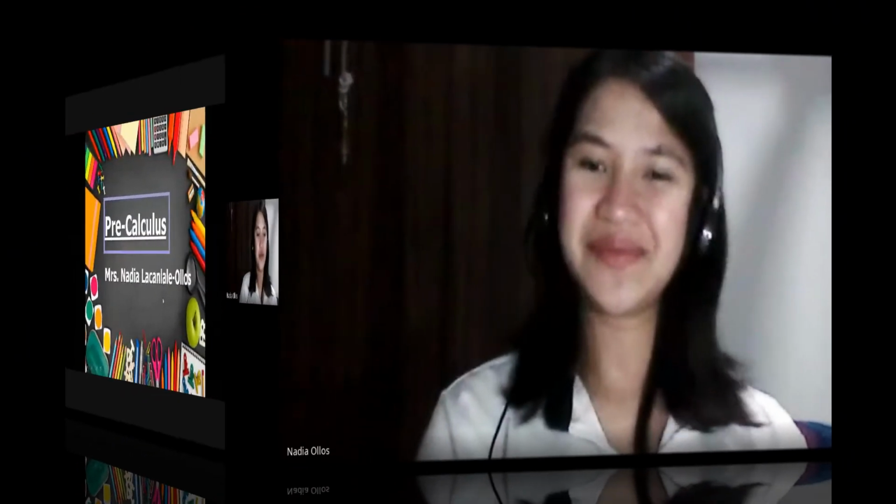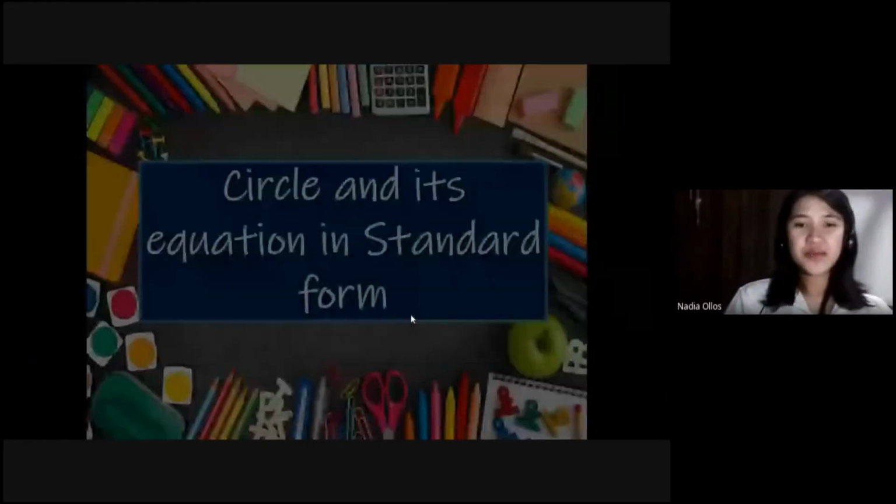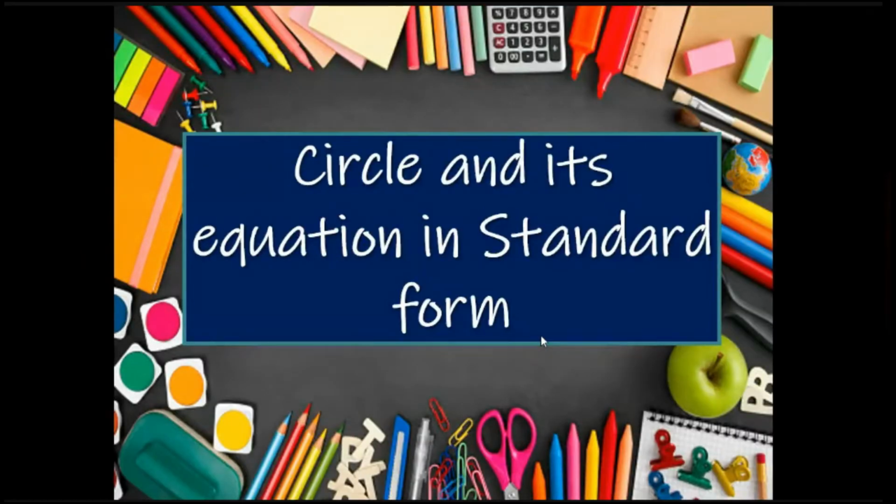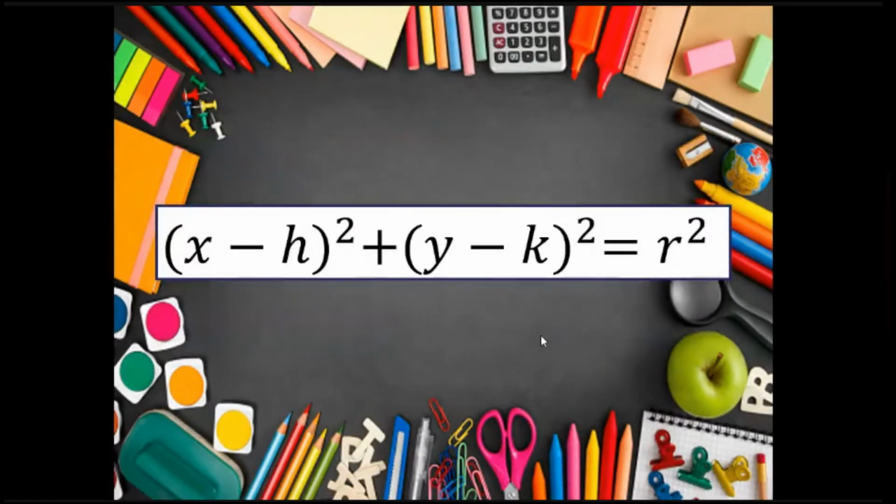Let's start. For week 1, we have discussed the circle and its equation in standard form. So previously, in our discussion, we have said that the equation of a circle in standard form is given by the square of x minus h and the square of y minus k equals r squared.